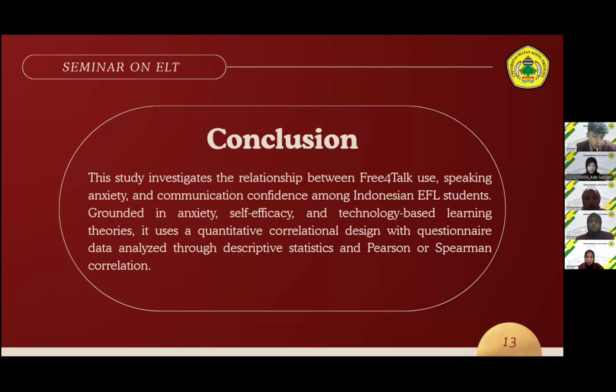This study is supported by theory of brain language, safe efficiency, and technology-based language learning. To answer the research question, the study used a quantitative relational design with questionnaire data, which will be analyzed through descriptive statistics and Pearson or Spearman correlation.